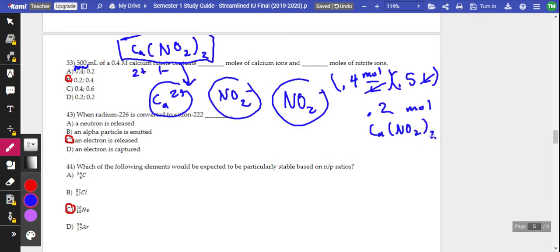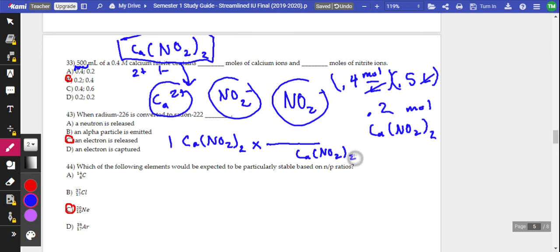So I should have 0.2 moles of calcium nitrite, Ca(NO2)2. Now when I break up this calcium nitrite into its ions, I'm going to have just as many Ca2+ as I do Ca(NO2)2. If I start with one calcium nitrite, I end up with one calcium ion. Another way you could think of it is like a conversion problem. If I have one Ca(NO2)2 times, I want to get rid of Ca(NO2)2.